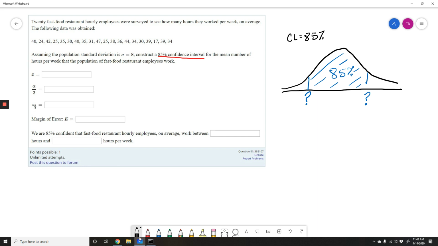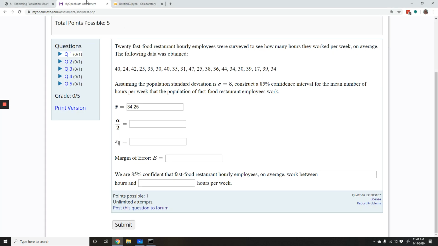But to find that, we're actually going to need to calculate the amount that's left in each tail if we have 85% in the middle. We know there's 100% total, so that's 1. If I subtract the 85% in the middle, that's going to give me alpha, the amount that's left. Once we find that, we're going to divide it by 2, and that's going to give me this value here. So let's put that in our notebook.